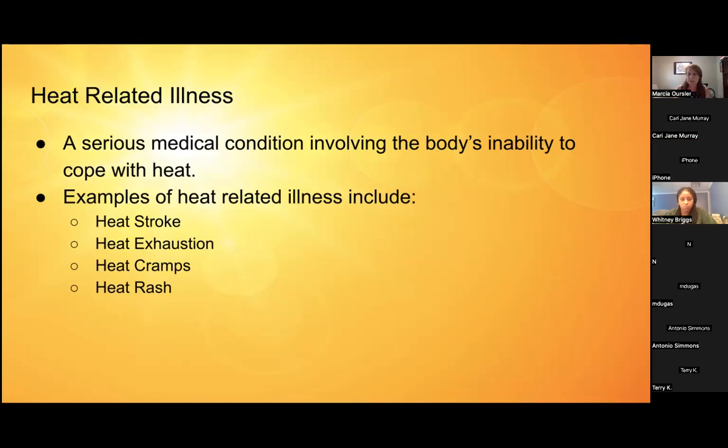Heat-related illness is an illness or a serious medical condition involving the body's inability to cope with heat. Heat-related illnesses result when the body absorbs or generates more heat than it can release, causing different heat-related symptoms because of overexertion in hot and humid conditions. The main heat-related illnesses we're going to discuss in this training include heat stroke, heat exhaustion, heat cramps, and heat rash.